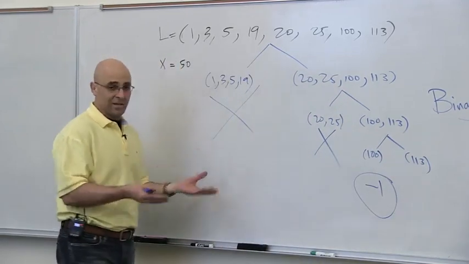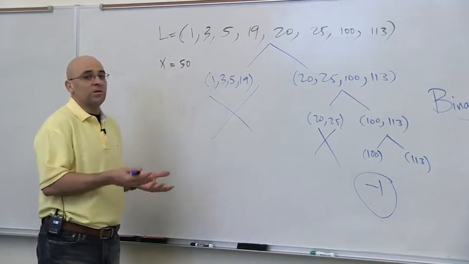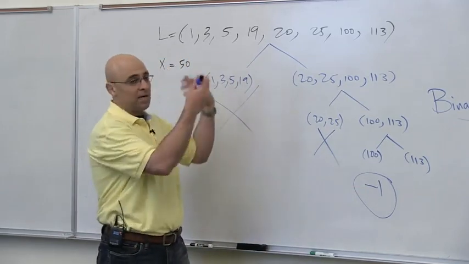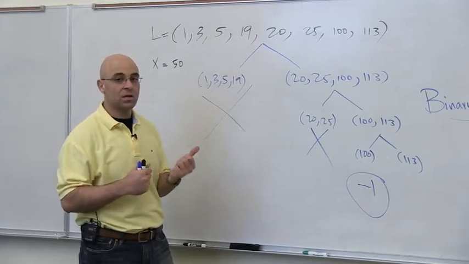Okay? So it's divided, conquered, and there's another thing here also, there's no merge. Okay? Once we get here and we return the value -1, I don't need to go back up and merge anything. Okay? So these are some major differences between binary search and merge sort.